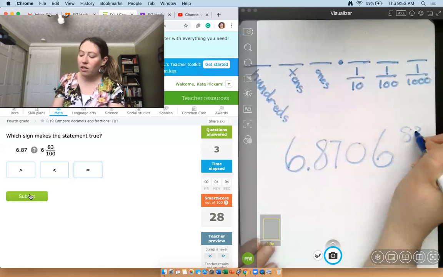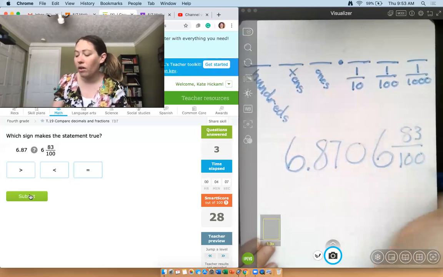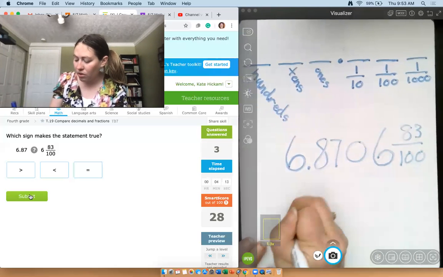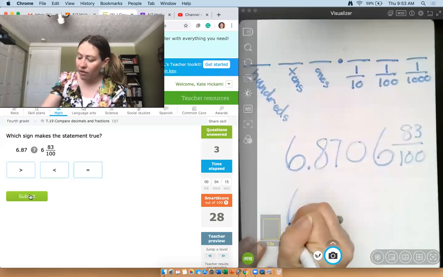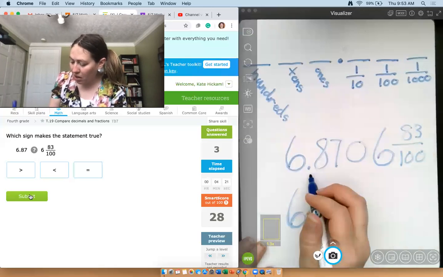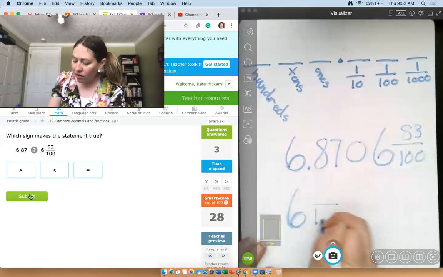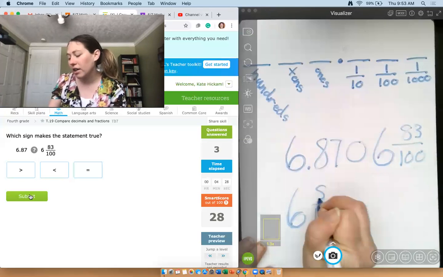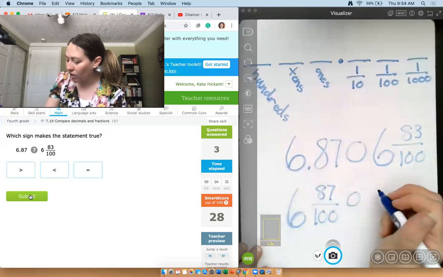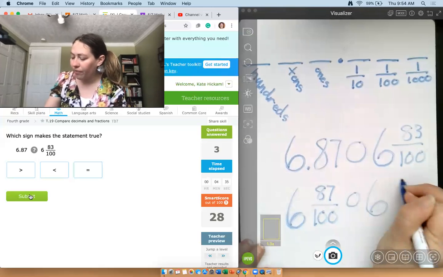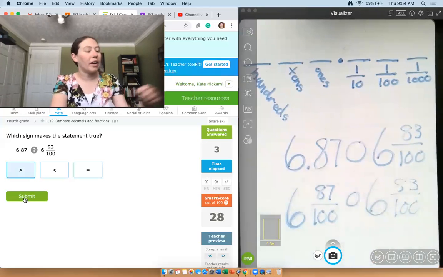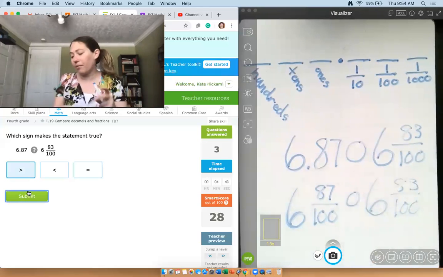This one, I'm going to convert this one to a mixed number. So I have 6 wholes still. Sorry, my marker's running out. 6 wholes. And then I have 0.87. So I have two place values because the point has two things after it. So I know that my denominator is 100. And I have 87 on top. So I'm comparing 6 and 87 hundredths to 6 and 83 hundredths. Don't worry, I'll get a new marker. So 87 is clearly bigger than 83.